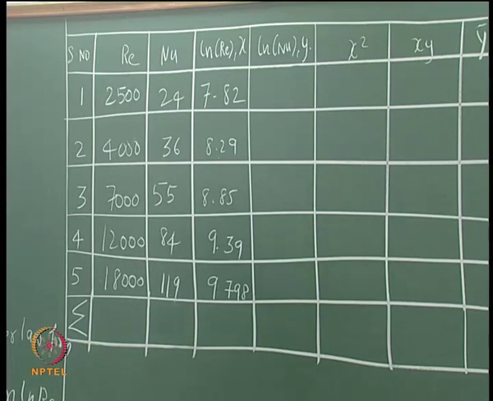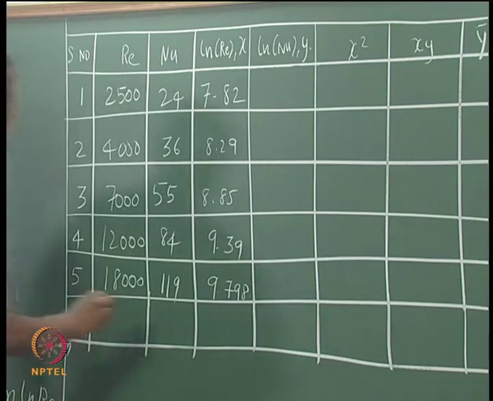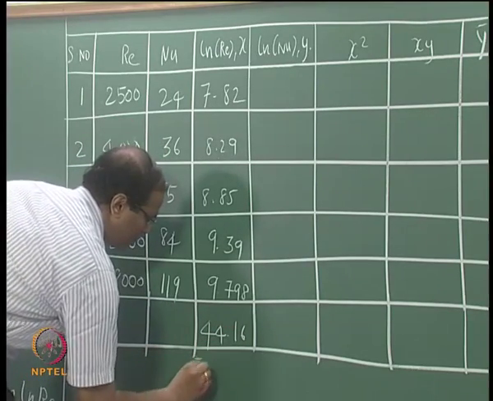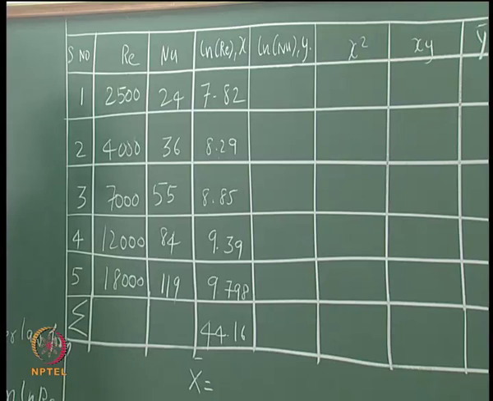Is it all right? What is sigma x? 44.1. Good, 44.1. So what is x bar? I don't know whether x bar is required or not. We'll just calculate and keep it. 8.83. Okay, keep it.